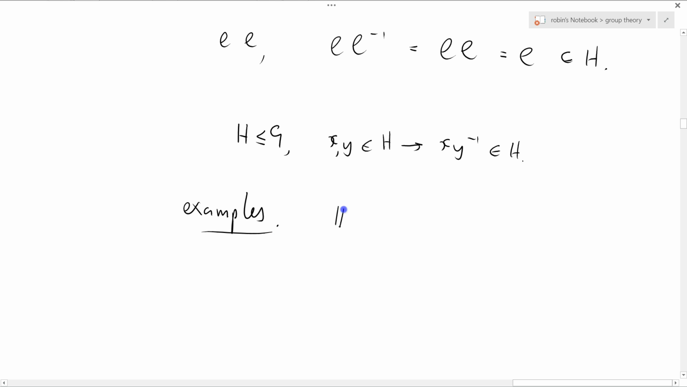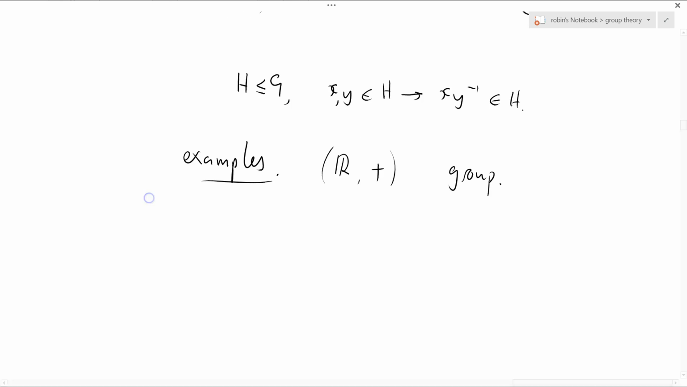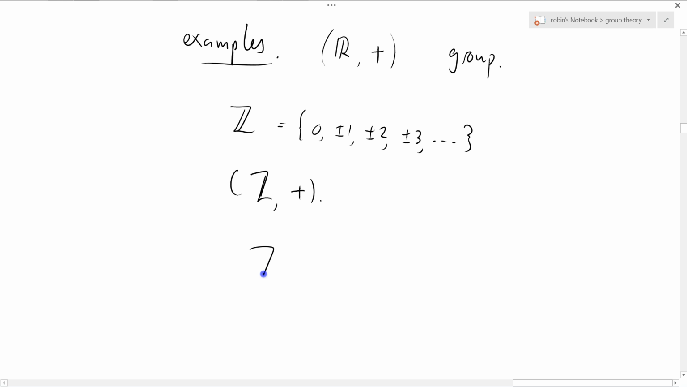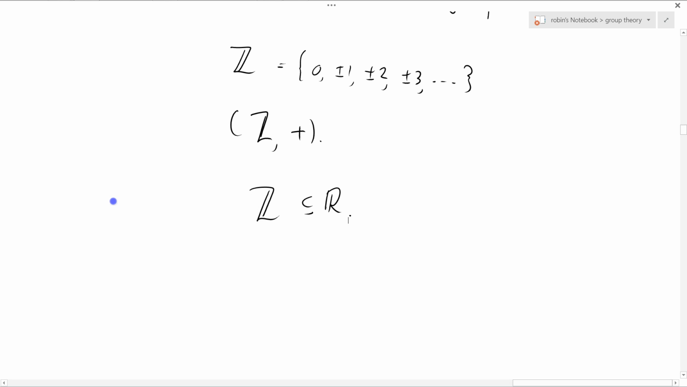Let's consider the real numbers under addition. That's a nice group. I think we've seen it before. And I'm going to consider the integers, which is the set containing 0, plus or minus 1, plus or minus 2, plus or minus 3, and so on. I'm going to consider the integers also under addition. Well, it's clear that Z is a subset of R, simply because everything that's in Z, everything that's an integer, is a real number as well.